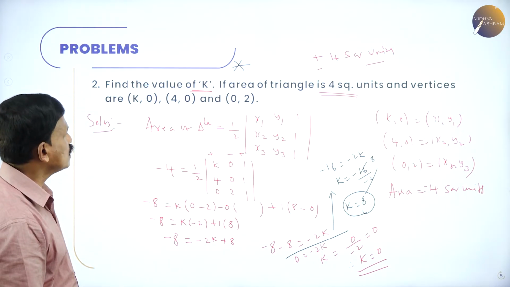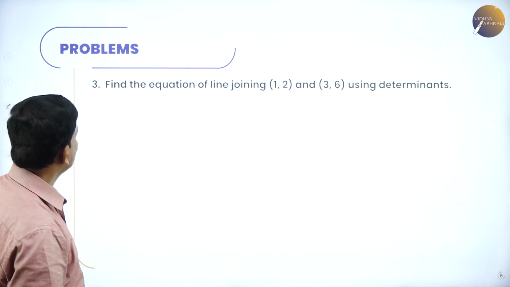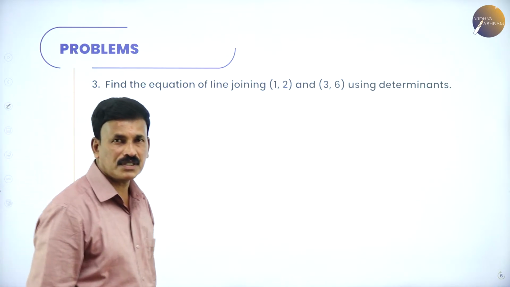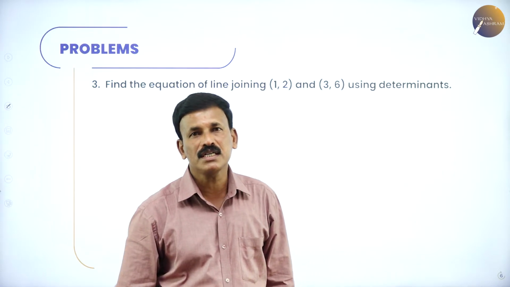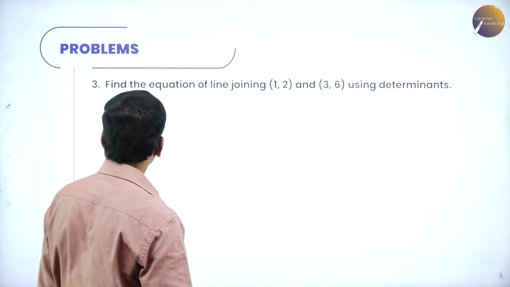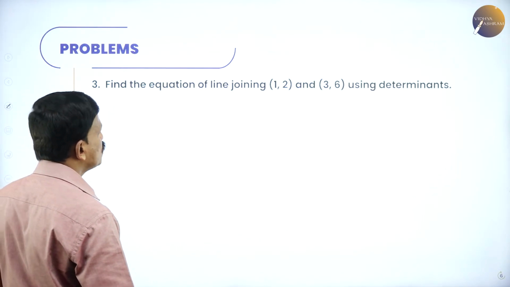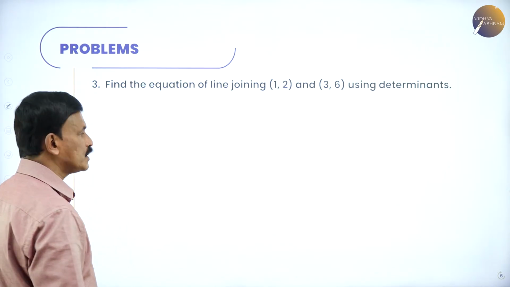Now let us take a similar type of problem. Now here what is given? Find the equation of a line. As I told in the beginning of the class itself, one of the applications of this determinant is to find the area as well as to find the equation of a line. Here what is the problem given? Find the equation of a line joining or passing through the points 1, 2 and 3, 6 using the determinant method.